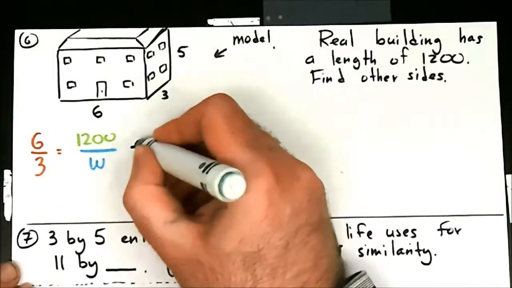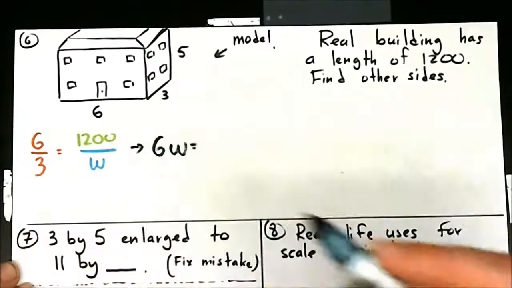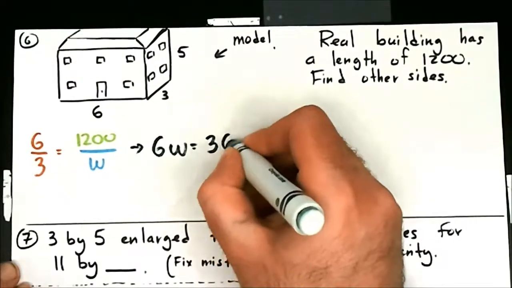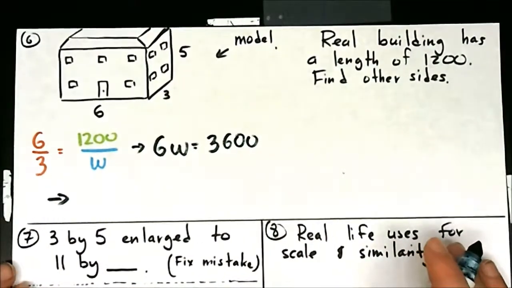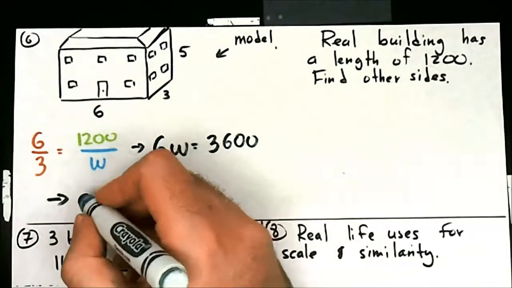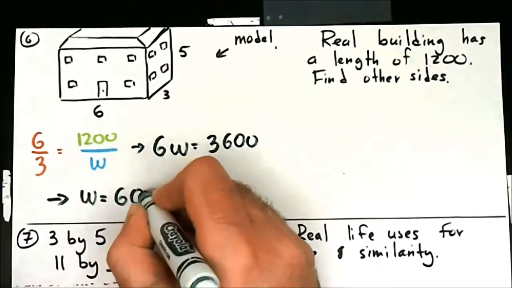That gets us 6W equals 3 times 1200. What's 3 times 1200? It's like 3 times 12 with 2 zeros. It's 3600. And then I'm going to divide both sides by 6. What's 3600 divided by 6? It's like 36 divided by 6, but with 2 zeros added in. So it's going to be 600. So W, the width of the new building, or the final building, is going to be 600.